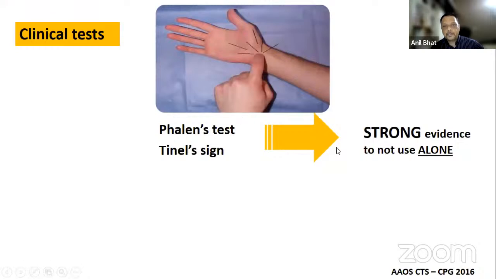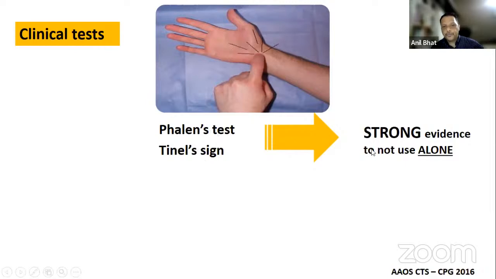Phalen's plus Tinel's is strong evidence, and both of them should be used. Now, Tinel's here is not the Tinel's we talk about for nerve recovery. Some people call it the Tinel test. It is basically tapping over this particular area, and because there is loss of myelin sheath, sometimes the patient has numbness and paresthesia. So this is different from what we do for a regenerating nerve.